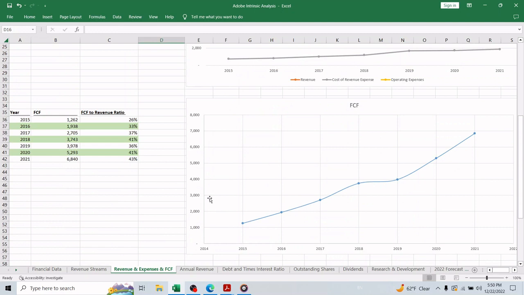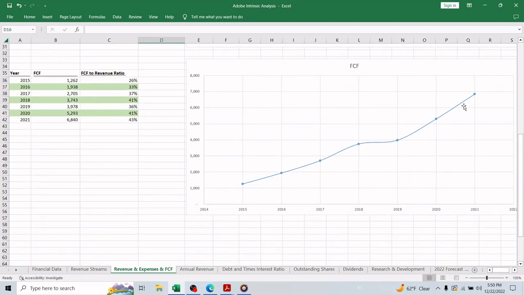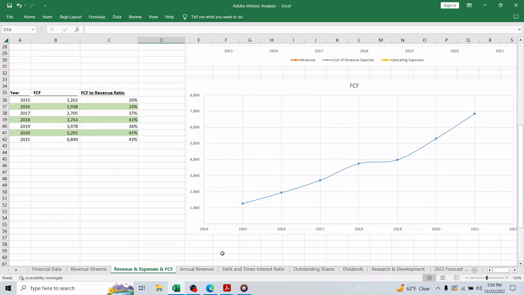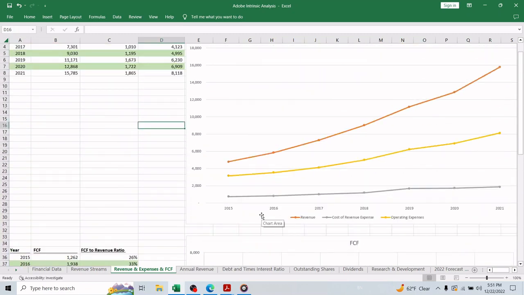Also, the free cash flow is increasing every year, which makes sense because the revenue is increasing and the expenses are under control. And in this graph, we can see the progress of the free cash flow to revenue ratio, which is an important part of forecasting 2022. So it should be safe to say that it's almost consistent and it's about 41%.